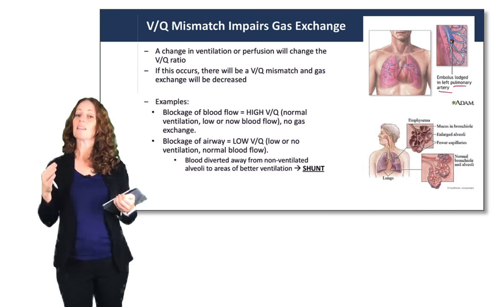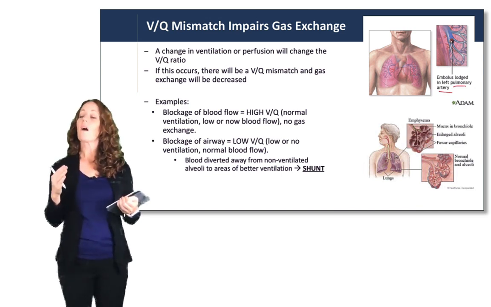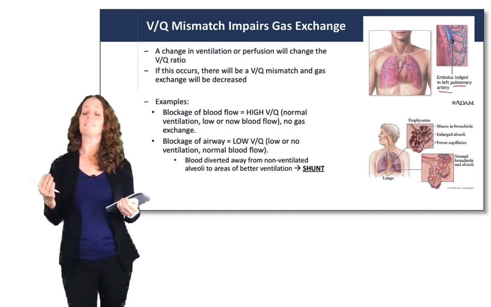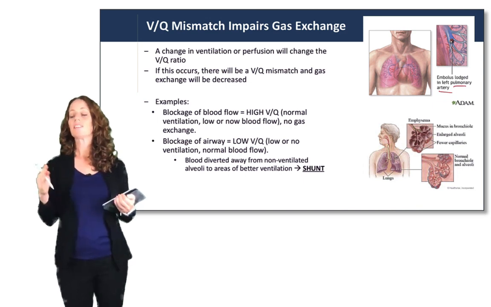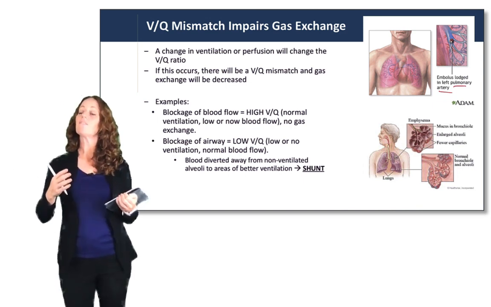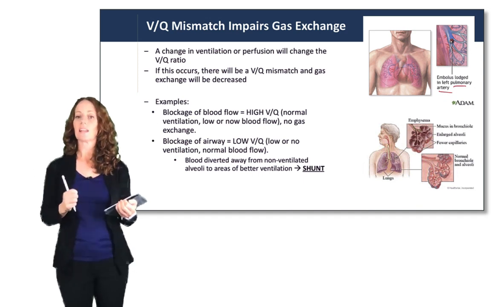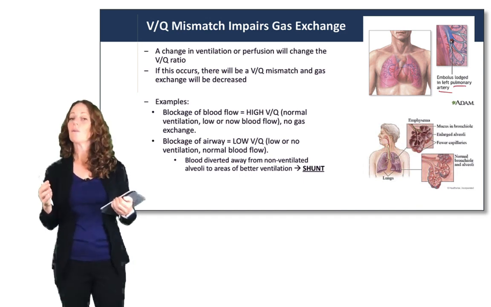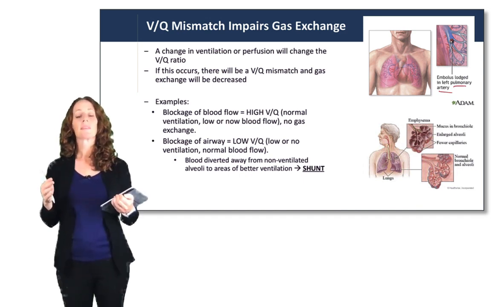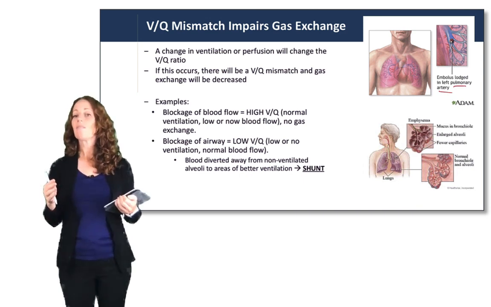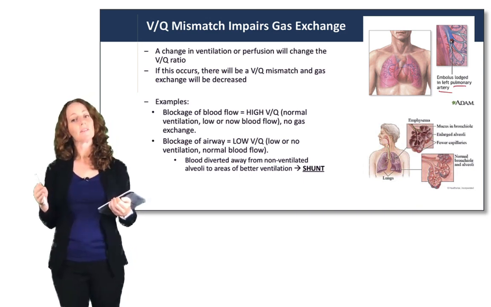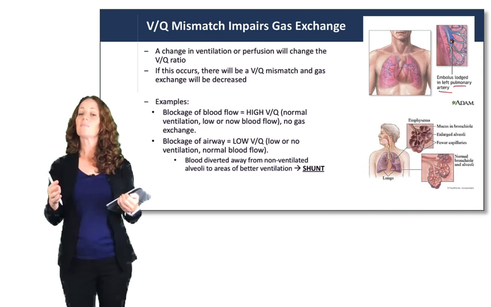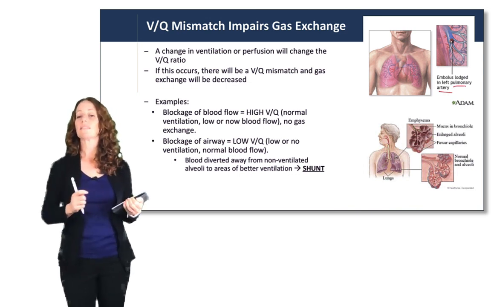It's important to understand that blood will be diverted away from non-ventilated areas to areas of better ventilation, and we call this a shunting of blood flow. Shunting of blood flow will remove blood flow even further from areas that are less ventilated. An example of shunting would be the dead space of alveoli created through emphysema. In the process of emphysema, alveoli are enlarged and damaged. This dead airspace will not be well ventilated, and the blood flow will be diverted to other areas of the lung.